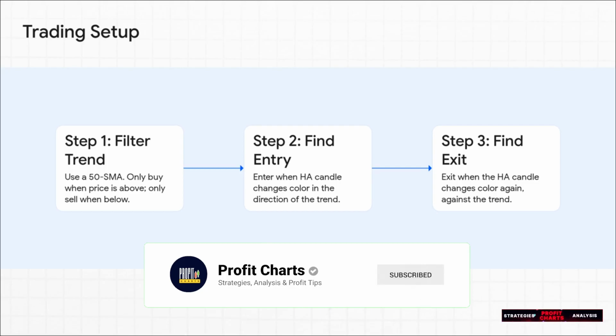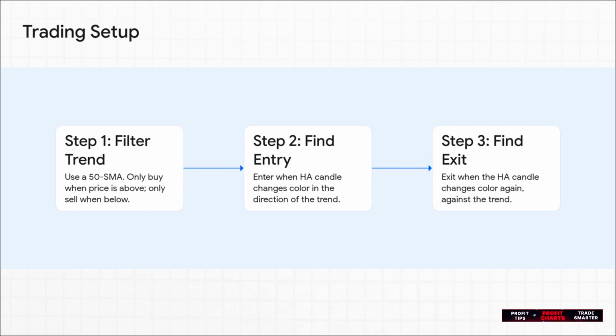Step 1, we need a trend filter. We'll use a 50-period moving average. The rule is simple. If price is above the line, we're only thinking about buying. If it's below, we're only thinking about selling. Step 2, the entry. In our uptrend, we wait for the first Heikin Ashi candle to flip green. In a downtrend, we wait for it to flip red.